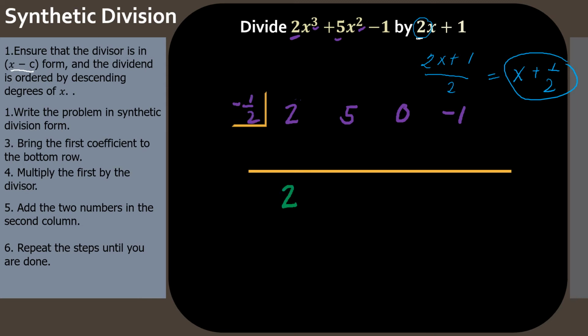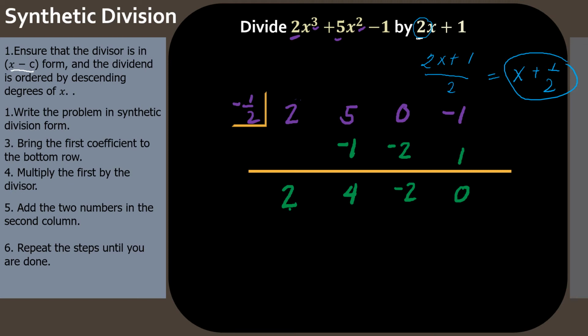Ibaba natin si positive 2 and multiply positive 2 times negative 1 half, that is equal to negative 1. Then add 5 plus negative 1 is equal to positive 4. And multiply natin si positive 4 by negative 1 half, which is equal to negative 2. And then add 0 plus negative 2 is equal to negative 2. Ngayon, i-multiply natin si negative 2 by negative 1 half, that is equal to positive 1. And negative 1 plus positive 1 is equal to 0.